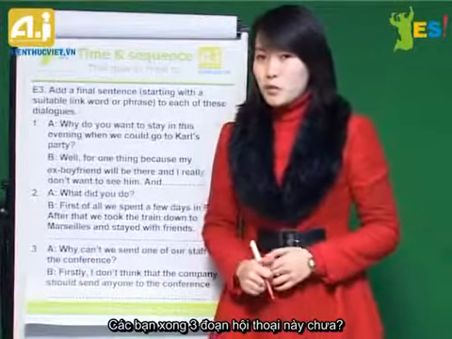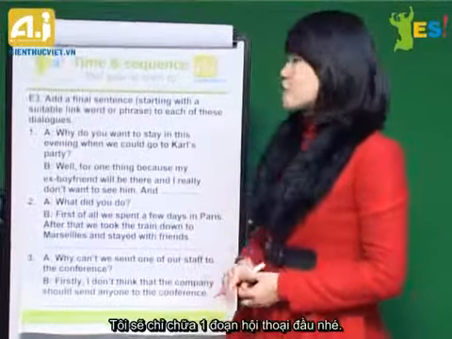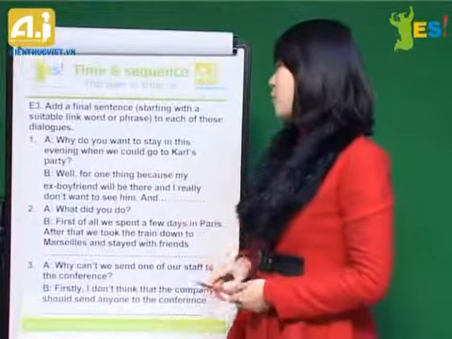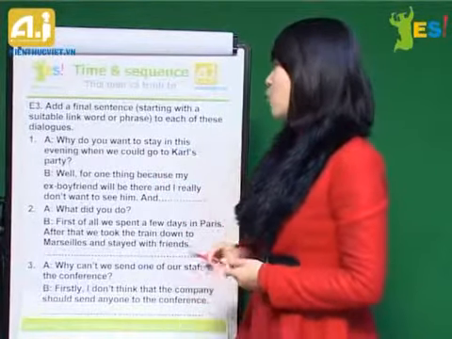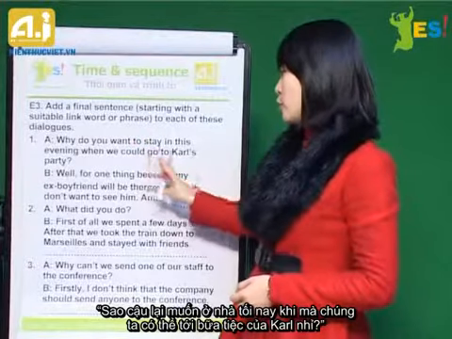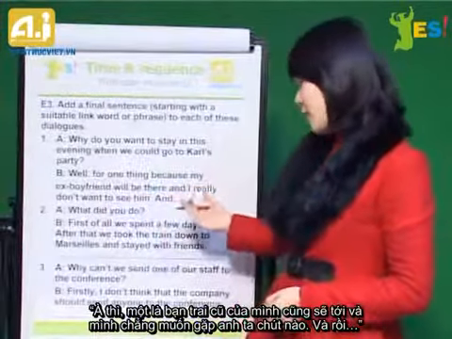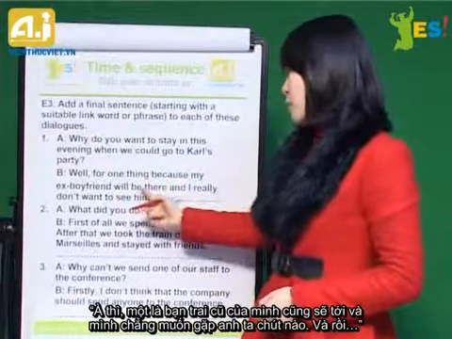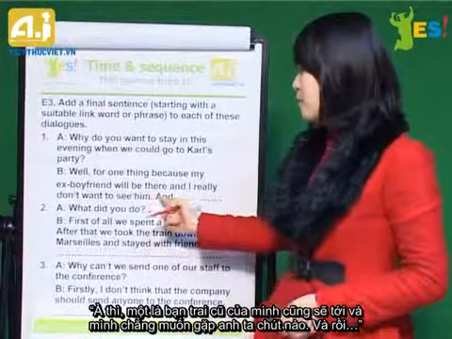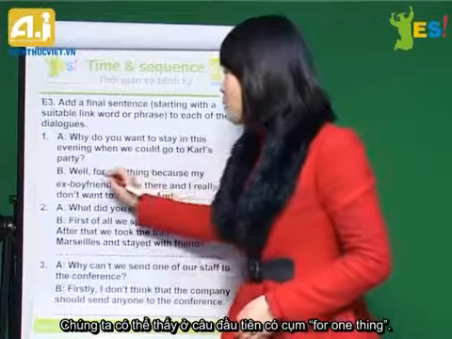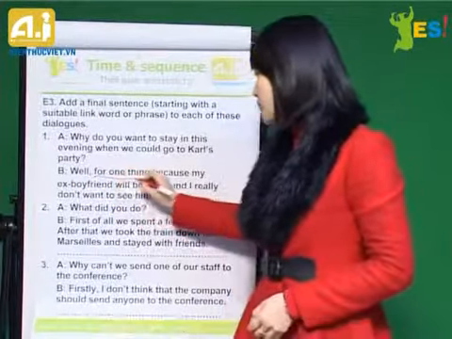Okay, have you finished all these 3 dialogues? I'll just give you one example of the first one. In this dialogue, the question is, why do you want to stay in this evening when we could go to Carl's party? The answer is, well, for one thing, because my ex-boyfriend will be there and I really don't want to see him. So we can see that for the previous sentence, we have for one thing.